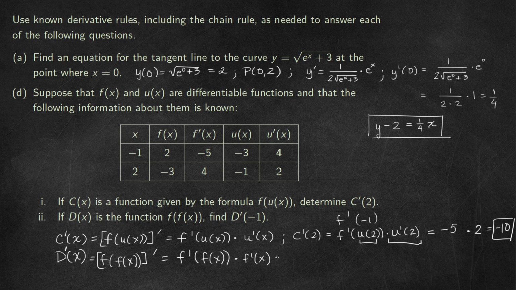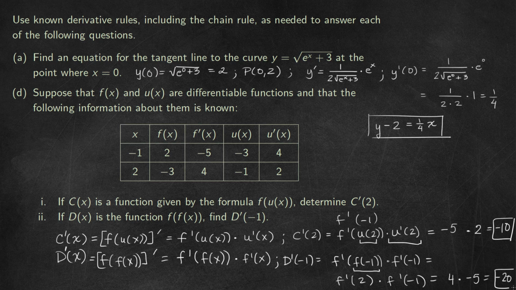And we want d prime of -1. So d prime of -1 now equals f prime of f of -1 times f prime of -1. Okay, so let's start here this time. F of -1 is 2. So I need f prime of 2 times f prime of -1. F prime of 2 equals 4, and f prime of -1 equals -5. 4 times -5 equals -20.